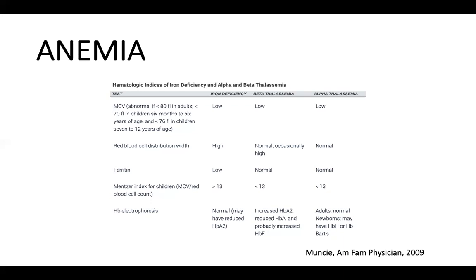Now, ferritin is low in iron deficiency anemia and normal in beta thalassemia and alpha thalassemia. And again, the hemoglobin electrophoresis is normal in iron deficient anemia and normal in alpha thalassemia. But in alpha thalassemia, you do the DNA testing, and in beta thalassemia, the hemoglobin electrophoresis will be abnormal.